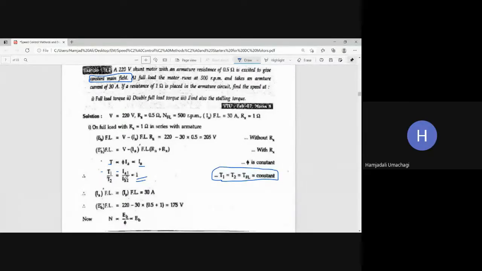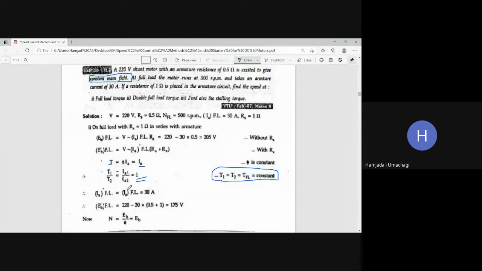Right. So now, after writing this, flux is constant, torque is directly proportional to Ia. So based on this, we have written that T1 by T2 is equal to Ia1 by Ia2. So this Ia1 is nothing but IaFL, and Ia2 is nothing but Ia dash FL. So if Ia1 by Ia2 is equal to 1, then I can say that Ia1 is equal to Ia2. Yes or no? Yes, sir.